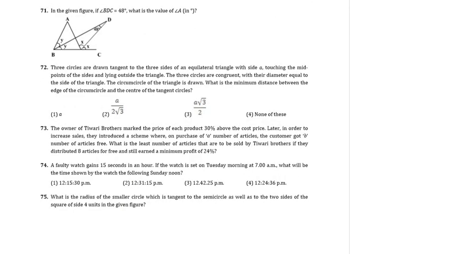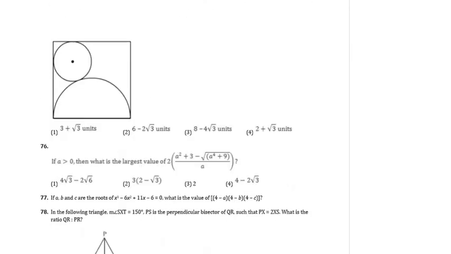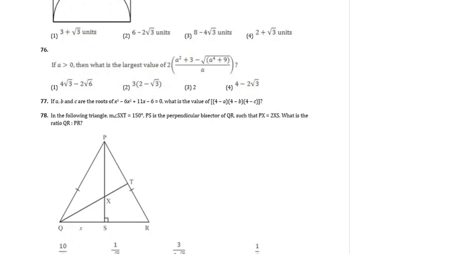So for instance, let's say we look at question 77. A, B, C are roots of x cube minus 6x square plus 11x minus 6 equal to 0. What is the value of 4 minus A, 4 minus B, 4 minus C? Now there are 2 ways to solve this question. You do not necessarily need to find each of the roots.